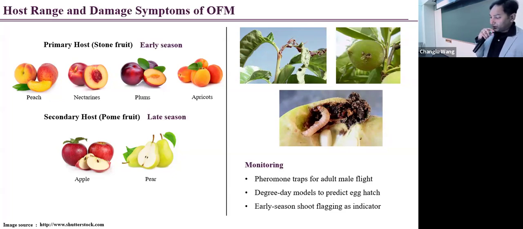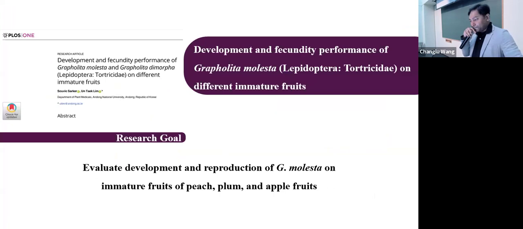How do they monitor it? Normally in the USA, pheromone traps for adult male flight are used to detect the presence of this pest, and they use degree-day models to predict egg hatch, and they can also detect it through early season shoot flagging. As I mentioned, in the right picture you can see that one. It's an indicator of the presence of this pest.